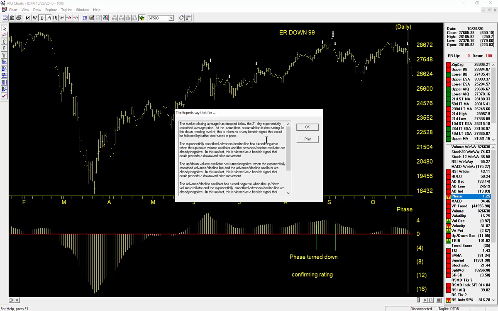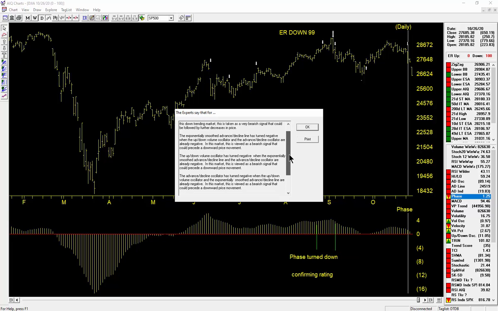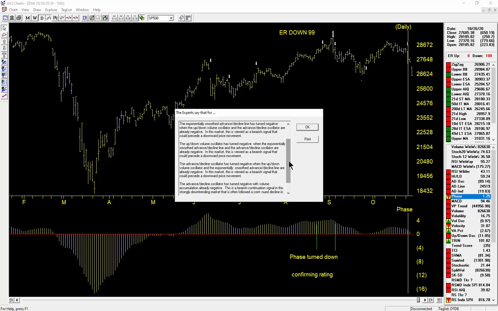The exponentially smoothed advance-decline line has turned negative when the up-down volume oscillator and the advance-decline oscillator are already negative, and that's another bearish signal. The up-down volume oscillator has turned negative when the exponentially smoothed advance-decline line and the advance-decline oscillator are already negative. So that is a very similar situation to the one before.